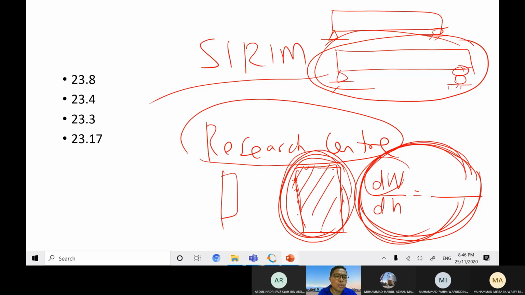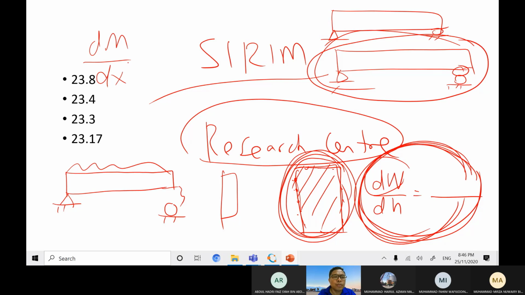But here, contoh kalau ada beam yang saya kata tadi, is a simply supported here, but suddenly you have support somewhere here. Ada gap kat sini. And then ada load. And then you want to quantify what is the bending moment. So you kena ada dia punya dm over dx tu. Yang boleh describe the system. Di sinilah you akan gunakan differential equations.